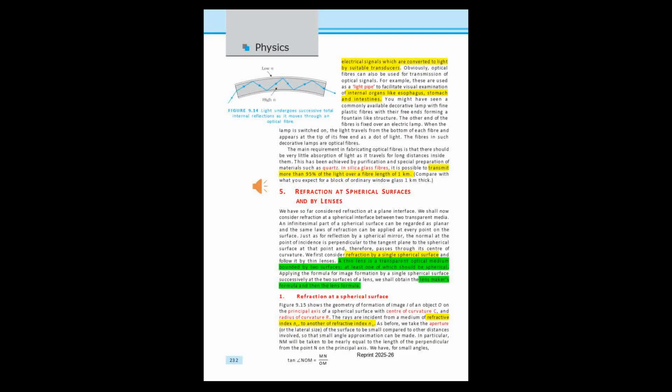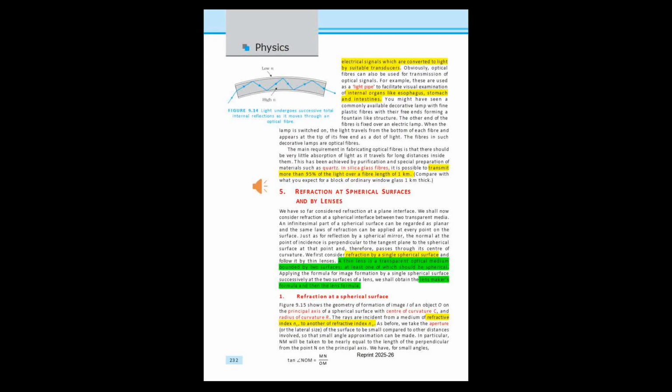The main requirement in fabricating optical fibers is that there should be very little absorption of light as it travels for long distances inside them. This has been achieved by purification and special preparation of materials such as quartz. In silica glass fibers, it is possible to transmit more than 95% of the light over a fiber length of 1 kilometer. Compare with what you expect for a block of ordinary window glass 1 kilometer thick.